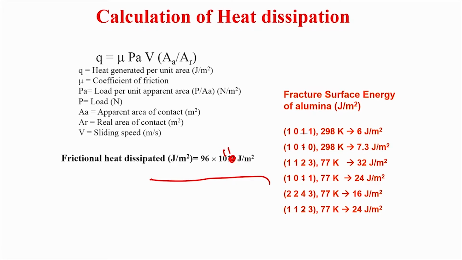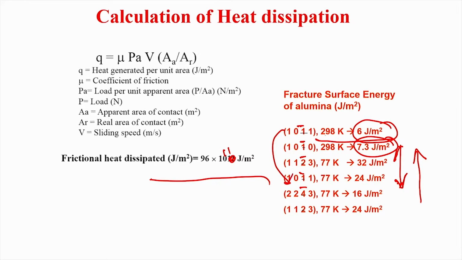But if you look at the fracture surface energy of alumina for different planes, for example 101 bar 1 or 101 bar 0 or 112 bar 3, at 298 Kelvin it is around 6 joules per meter square. At lower temperature, as you go down in temperature, the fracture surface energy increases. So, as you can see, for 101 bar 1 at 77 Kelvin it is 24 joules per meter square, whereas at room temperature it is 6 joules per meter square. So, it is 4 times larger.